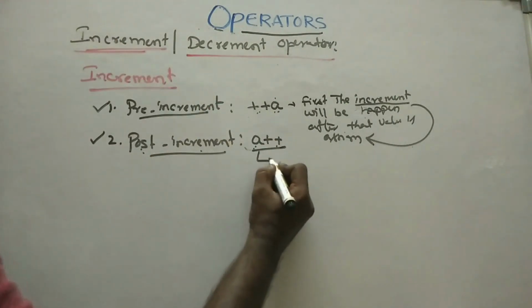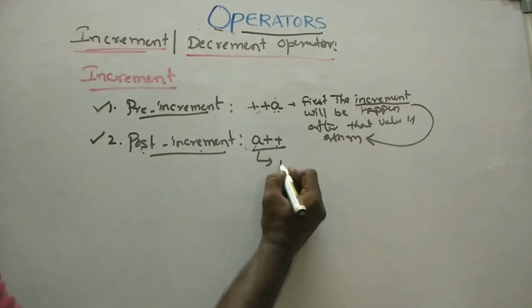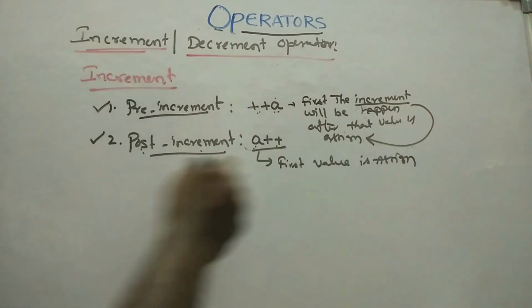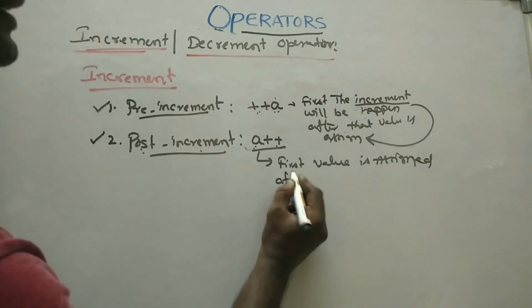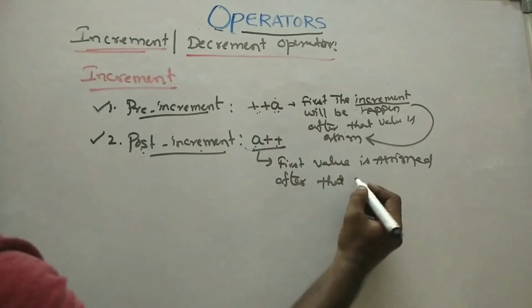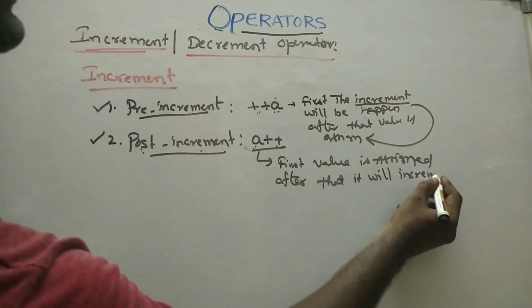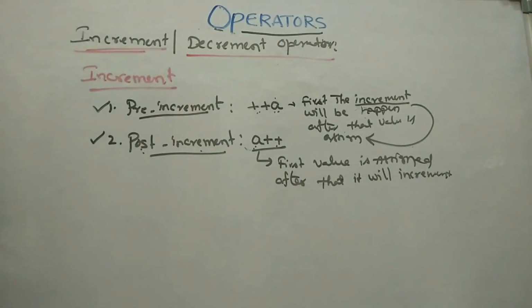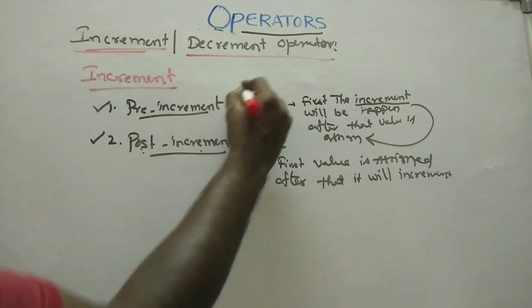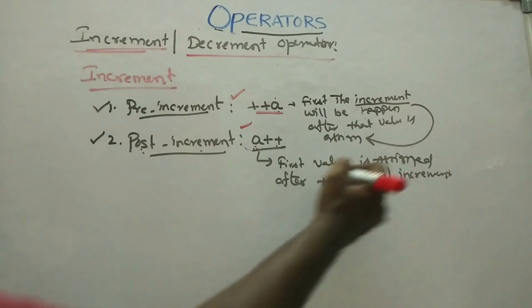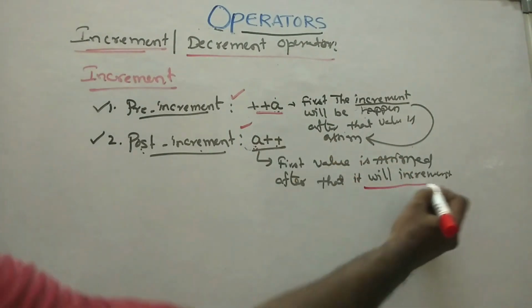Now what is meant by post-increment? Here first the value is assigned. After that it will increment. Clear? Pre means first it performs the increment operation, and the increased value is assigned to the expression. That is the pre-increment. Post-increment means first the value of A is assigned to the particular expression, and after that it will be incremented.